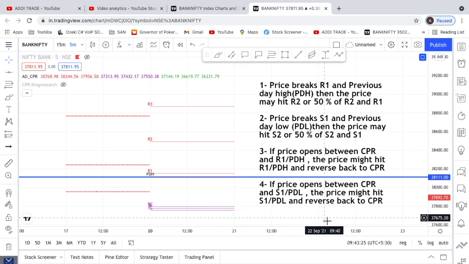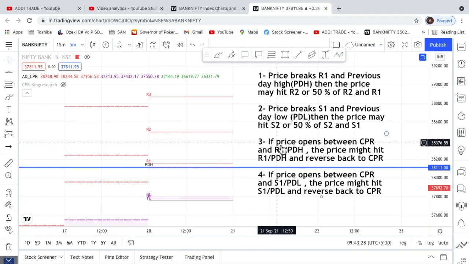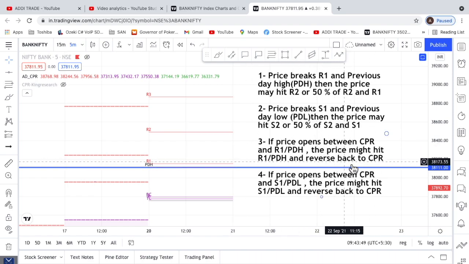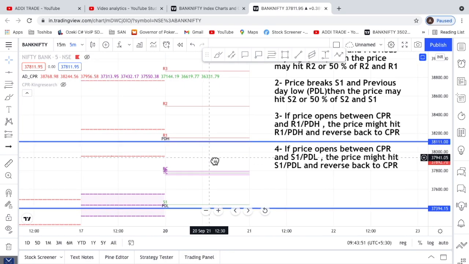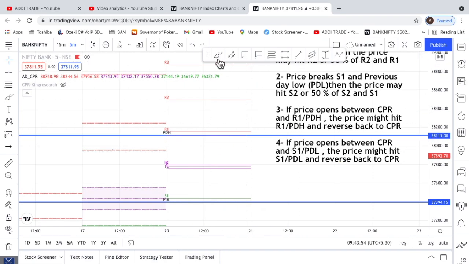Now the third point is, if the price opens between CPR and R1, this is the reversal. These two are just direct momentum trades. These two are reversal techniques, the third and the fourth point. If the price opens between CPR and R1 or previous day high, the price may hit R1 or previous day high and then reverse back to the CPR. These two logics are where I make a lot of money, the third and fourth. Obviously 1 and 2 also work, but this is a more comfortable trade for me.